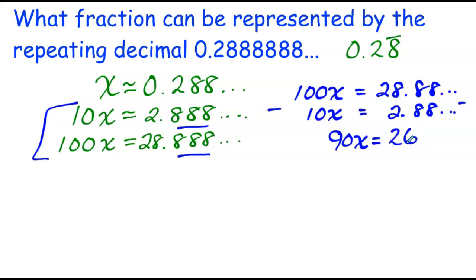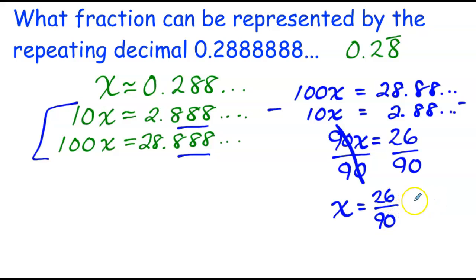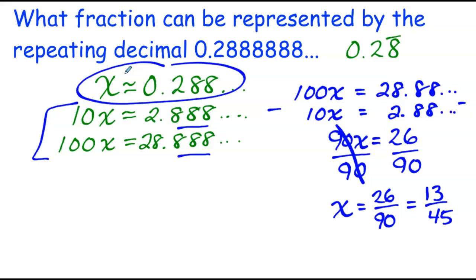So if I'm trying to figure out what x is as a fraction, what I'm going to do is divide both sides by 90 here. And then I get the equation x equals 26/90ths. Of course I want to reduce that. They're both divisible by 2, so x equals 13/45ths. So remember, x was this repeating decimal, 0.2888. x is also 13/45ths, so those must be equivalent. So 0.28 repeating must equal 13/45ths.